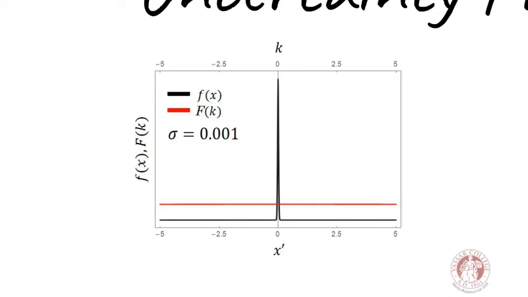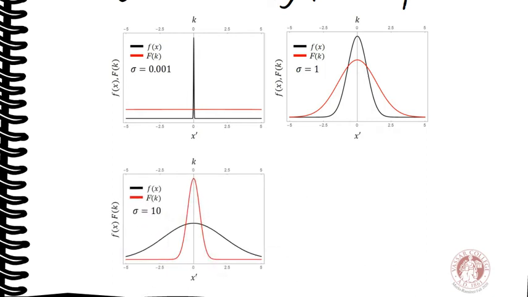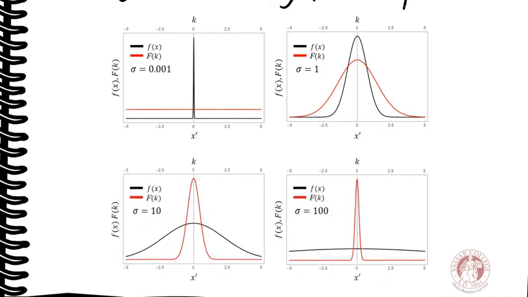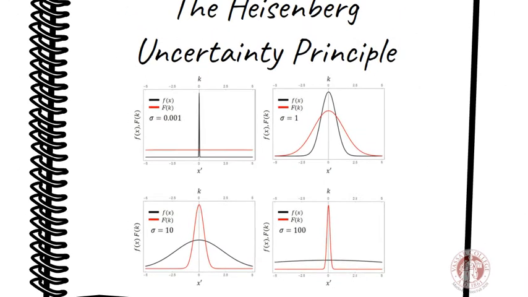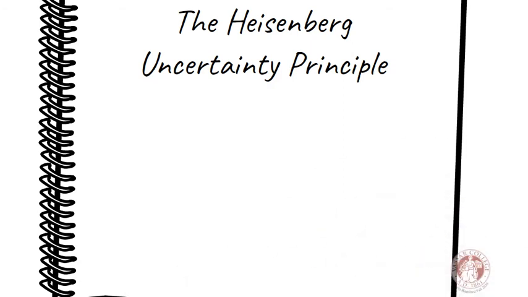If now we change the width of the function by modifying sigma, then we can see that the Fourier transform is spreading as the function localizes, and vice versa. A natural question is the following: how is the Fourier transform related to the uncertainty principle? Actually, the answer is quite simple.